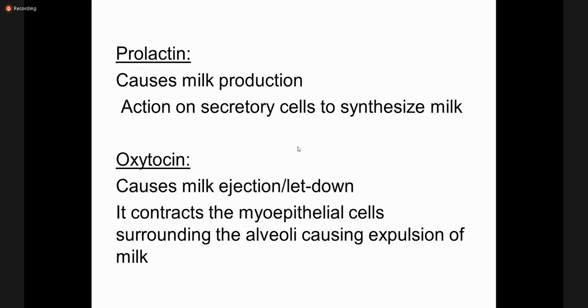All right. The other hormone is oxytocin. It causes milk ejection or letdown. It contracts the myoepithelial cells surrounding the alveoli and causes expulsion of the milk. The other role of oxytocin is on the uterus. It causes uterine contraction, which prevents the patient from postpartum hemorrhage. Both these hormones come from the pituitary: oxytocin from the posterior pituitary and prolactin from the anterior pituitary.